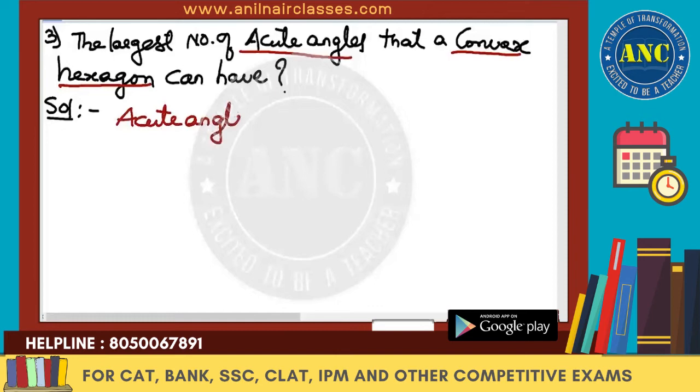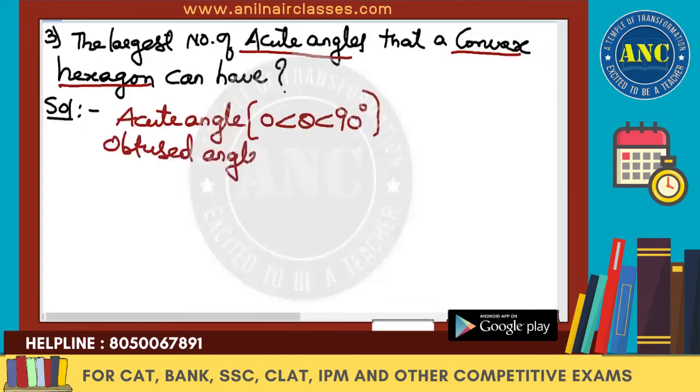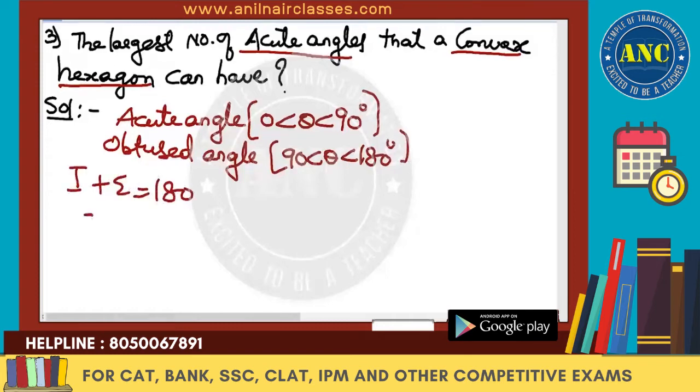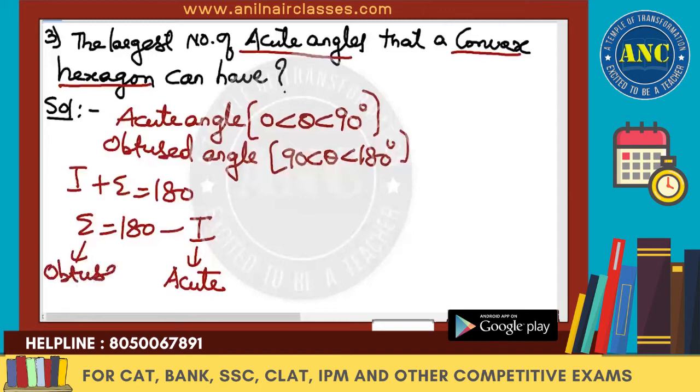An acute angle will be 0 less than theta less than 90. An obtuse angle will be 90 less than theta less than 180. Now see, interior plus exterior is 180. Exterior is 180 minus interior. If the interior angle is acute, the exterior angle will be obtuse.